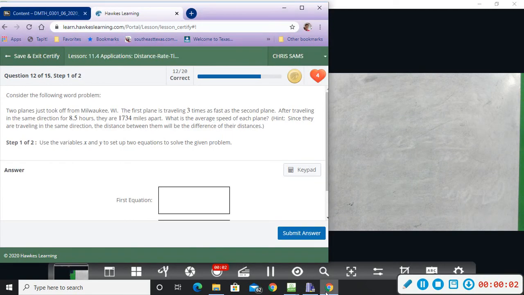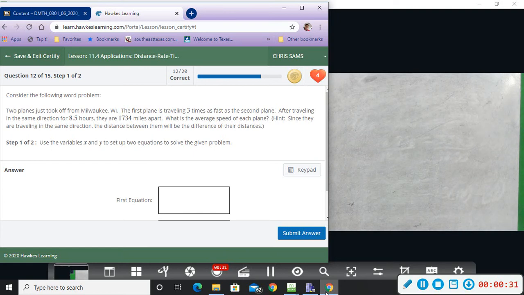All right, number 12. We got two planes that took off from Milwaukee. The first plane is traveling 3 times as fast as the second plane. After traveling in the same direction for 8.5 hours, they are 17,134 miles apart. What's the average speed of each plane? And they give you a hint: since they are traveling in the same direction, the distance between them will be the difference in their distances.